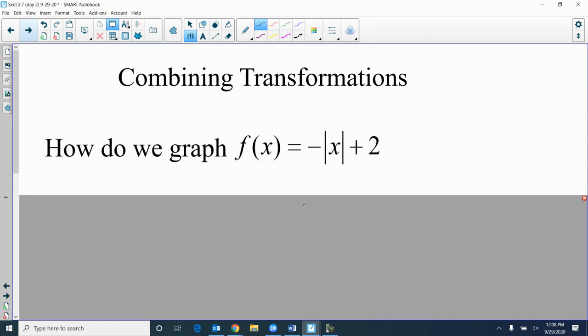All right, what's happening here? Nathan Popio, give me one thing that's going on. Reflecting. Yeah, we got a reflecting. Across which axis? The x-axis. Okay, so the negative on the outside will reflect across the x-axis. Plus 2, Sierra, what does that do? 2 units.